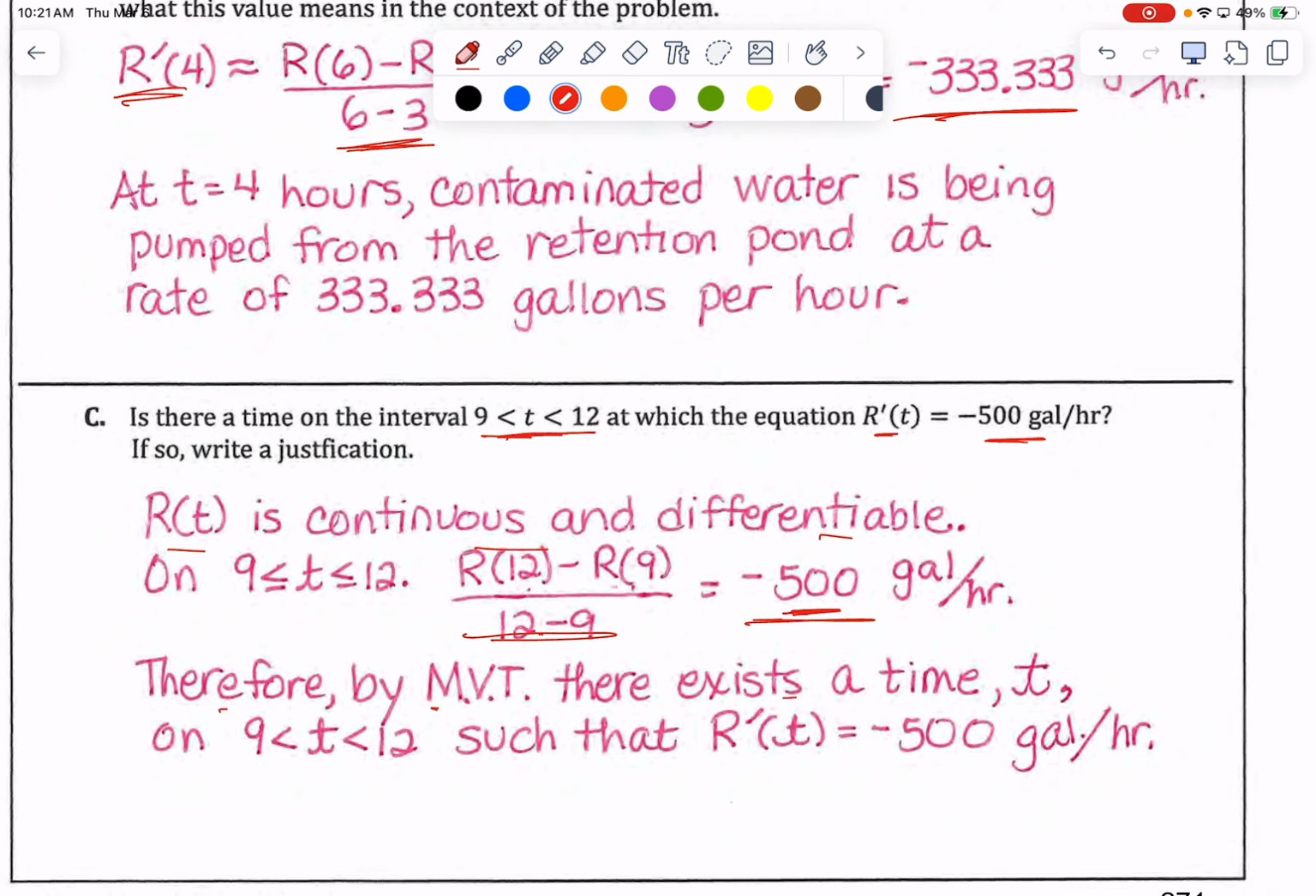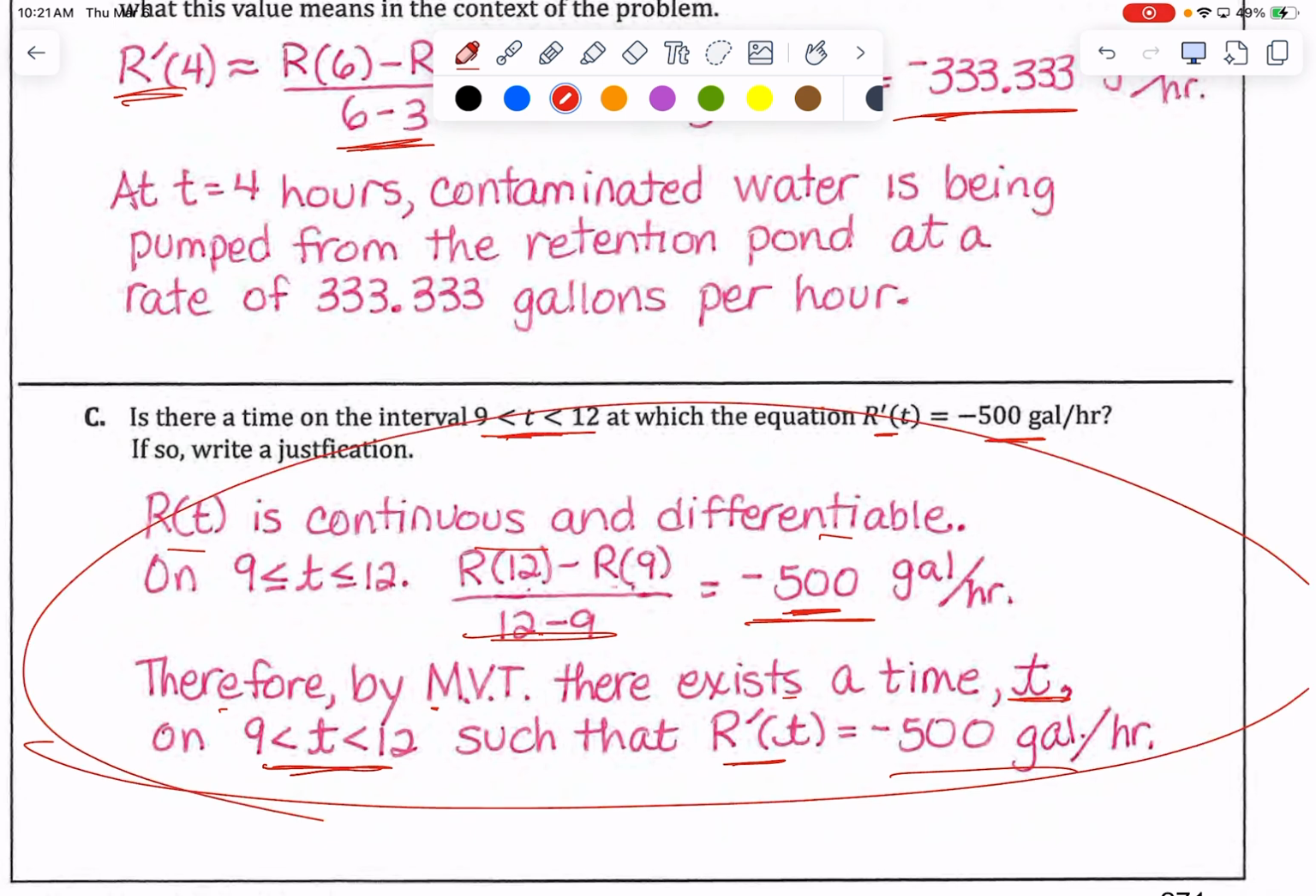Therefore, by MVT, there exists a value t on the interval between 9 and 12. Not the endpoints. Has to be between 9 and 12, such that R prime of t is equal to negative 500. This is exactly how you have to be able to write it on the free response. Right there. You should definitely know how to do that. That is going to come up.